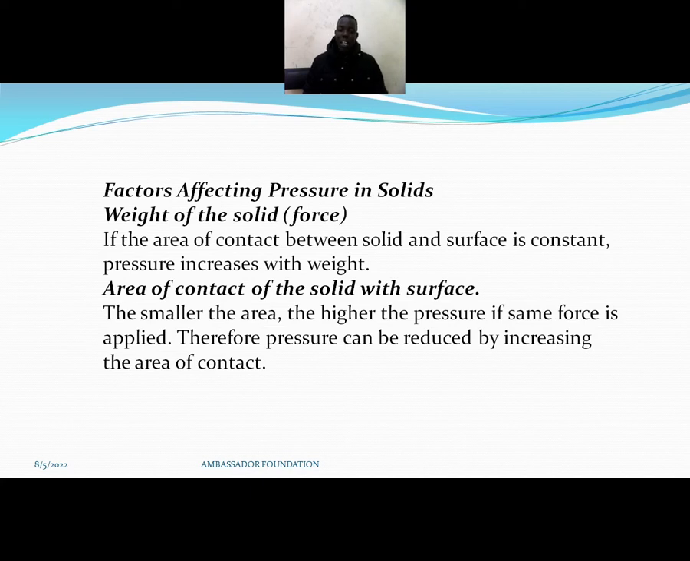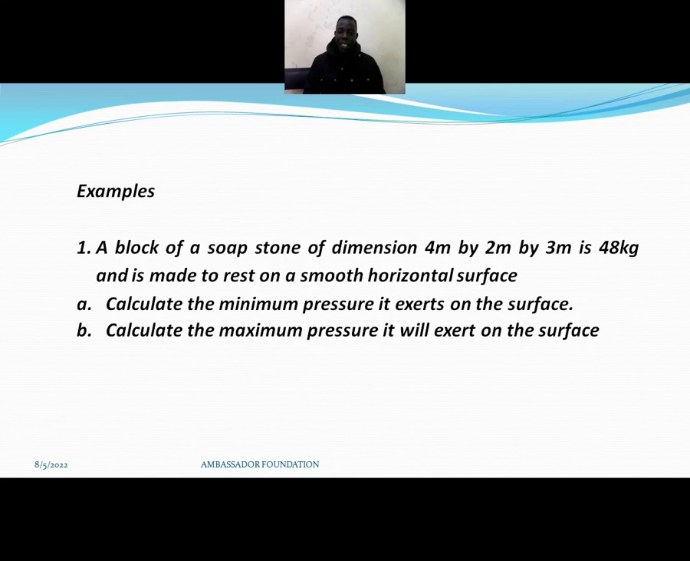For area, it's vice versa. When you increase the area of contact with the surface, you are reducing the pressure. And when you reduce the area of contact with the surface, you are increasing the pressure. Look at this example. I want us to follow it keenly.